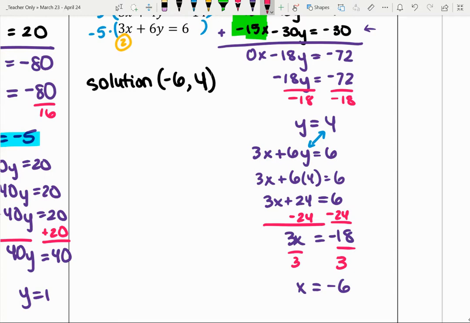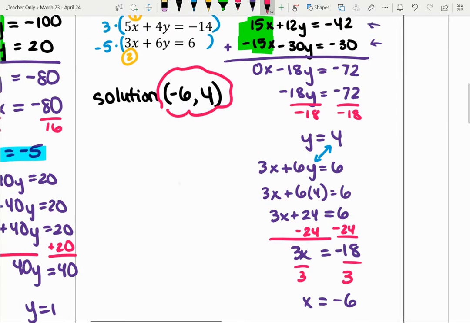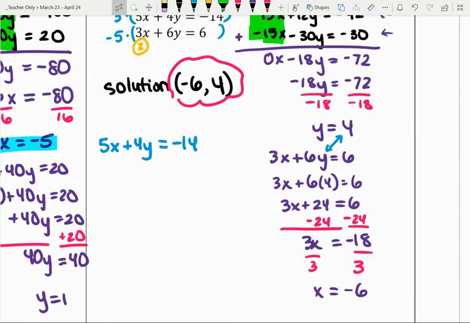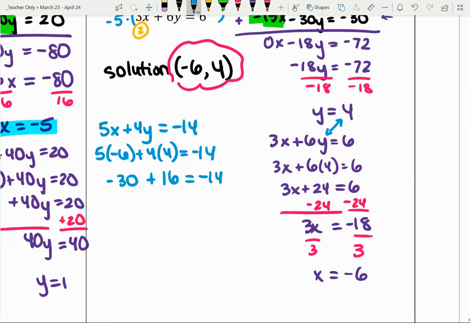So I have my solution, but I'm going to check it just because I'm a star student here and I recognize that mistakes are totally normal and they happen to everybody. So 5 times negative 6 plus 4 times 4, that'll be negative 30 plus 16. And negative 30 plus 16, that gets me closer back to the positives, right? Negative 30 plus 16 is negative 14. So I did it.